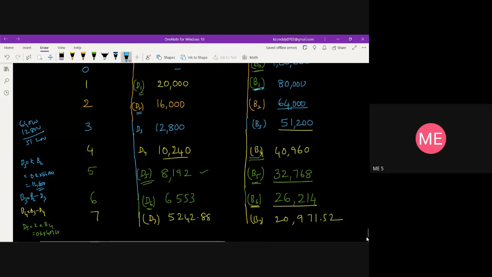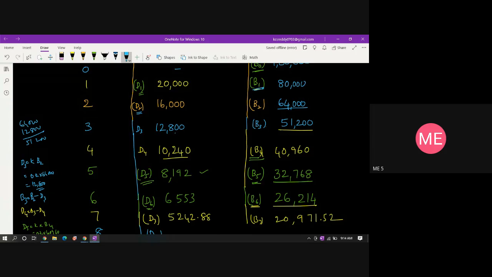Finally, at the end of the eighth year, it is D8. So the depreciation you are going to calculate is 4,194.30, and it will be taken as B8. At the end, the book value is going to be 16,777.22. So this is the depreciation cycle.